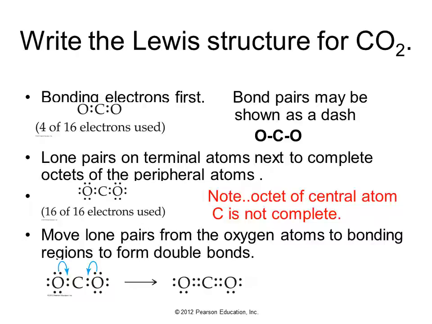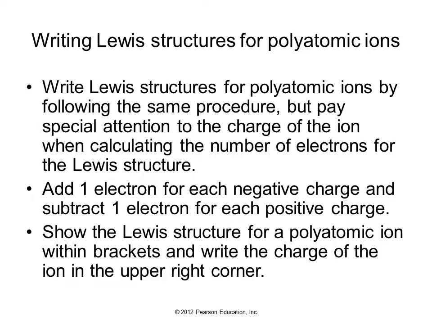But then we notice something. The octet of the central atom is not complete. It only has 4 around it. So now we're stuck with moving lone pairs from the oxygen atoms into the bonding regions to form double bonds. We move a pair in here so that it still stays with the oxygen and gets counted, and we move a pair in here, so we end up with this structure in which all the octets are completed. Check this: 8 around this one, 8 around carbon, and 8 around oxygen. A very happy molecule with double bonds.